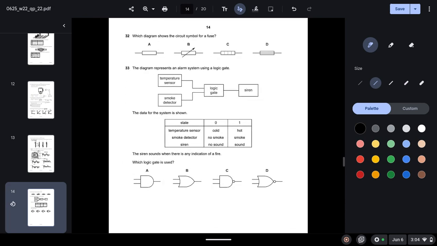32. Which diagram shows the circuit symbol for a fuse? So you should be able to recall that a fuse has this circuit symbol.